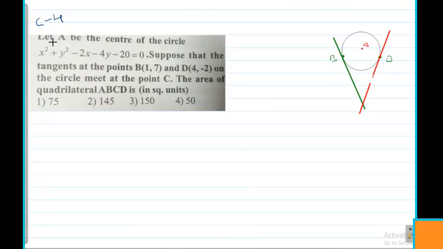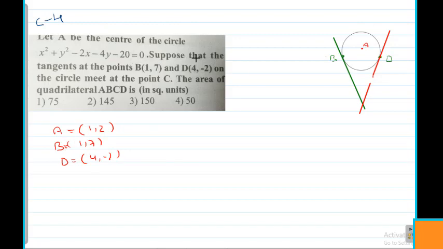Okay students, this is our fourth problem. Let A be the center of the circle x square plus y square minus 2x minus 4y minus 20 equals 0. So automatically the coordinates of A become (1, 2). The coordinates of B are given as (1, 7). The coordinates of D are given as what? (4, minus 2).